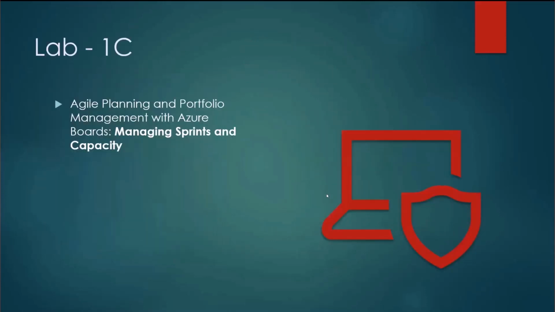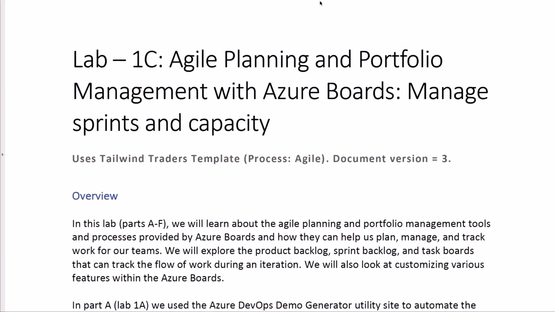Lab 1C, Agile Planning and Portfolio Management with Azure Boards, Managing Sprints and Capacity. Let us quickly go through the lab document. The document version is 3. Please make sure you get the latest document and then do the lab based on that.